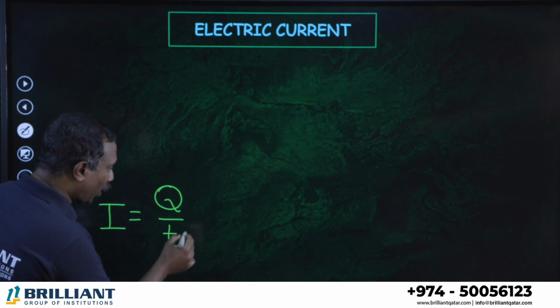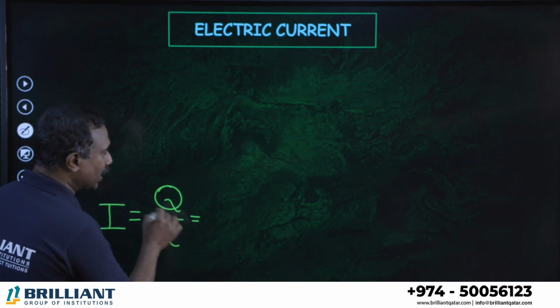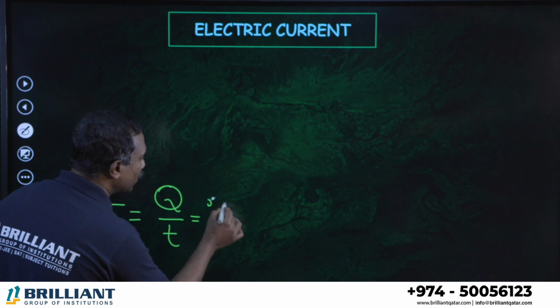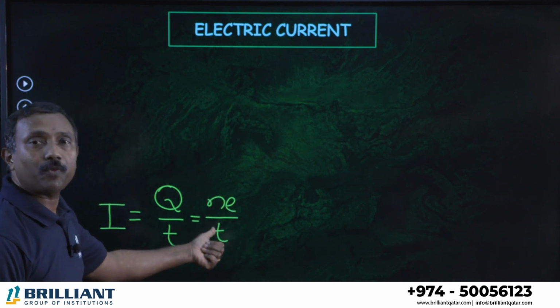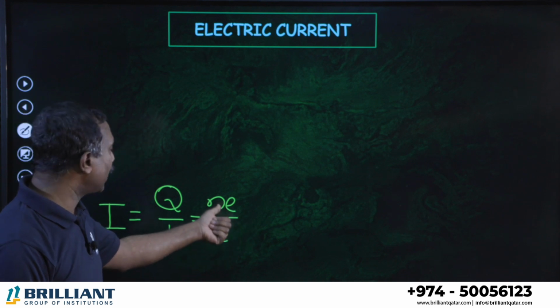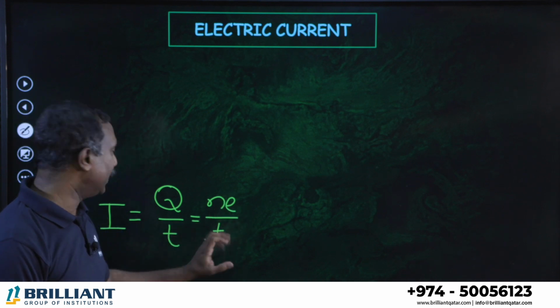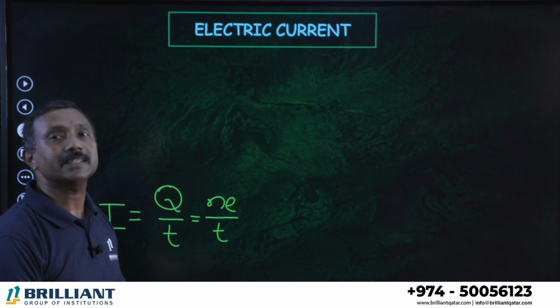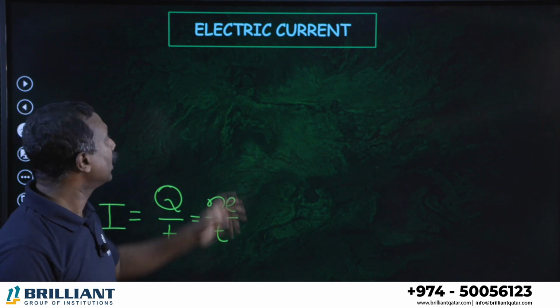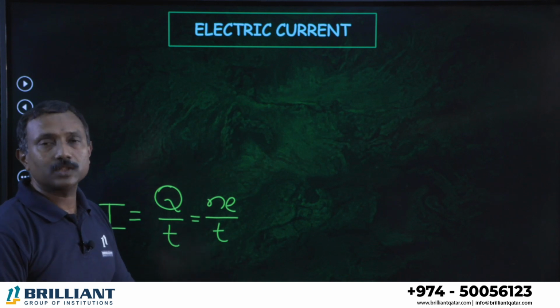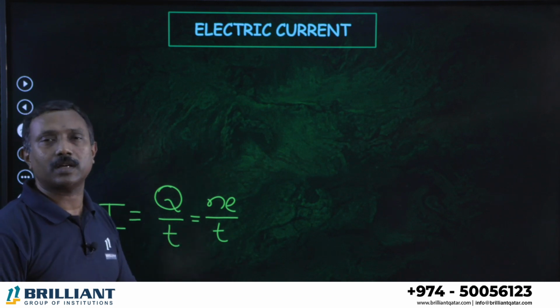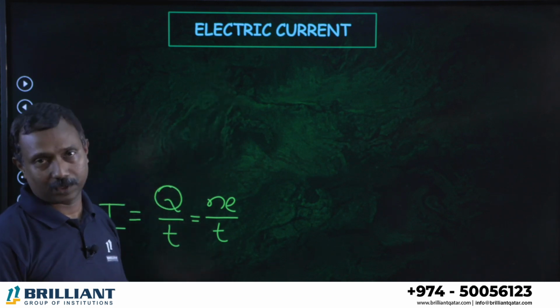But in some equations, instead of this Q, we want to use the formula Ne over T, where to find the total amount of the charge itself, we are using Ne, and T is the time for which the current is maintained. So, don't forget, the electric current is constituted by the flow of electric charges. The time rate of flow of electric charges is simply defined as the electric current.